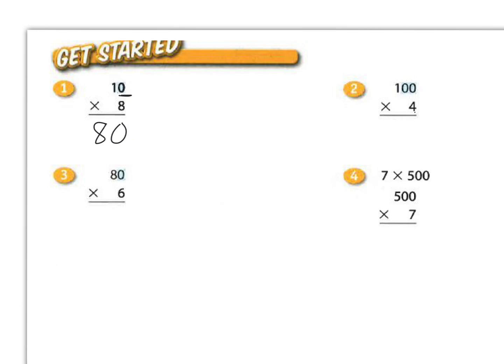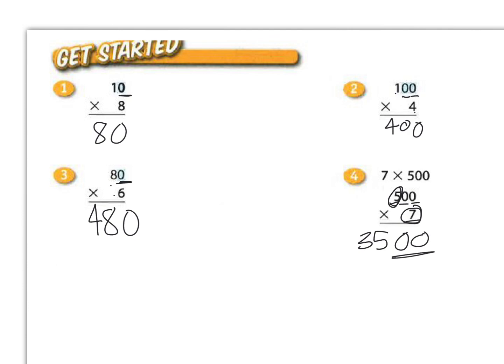Here we have 4 times 1. We would do 4, which we know is 4, and then there are 2 zeros, so we would put 0, 0. Here, 6 times 8 is 48, and then there's 1 0, put that 0 at the end. And then here we have 7 times 5 is 35, and then there are 2 zeros. So when you're multiplying by tens, hundreds, thousands, it makes it really easy because you just need to multiply the whole number digits and then put the zeros at the end.